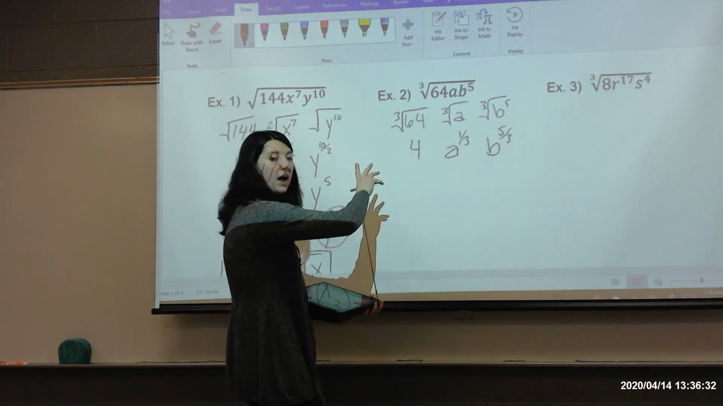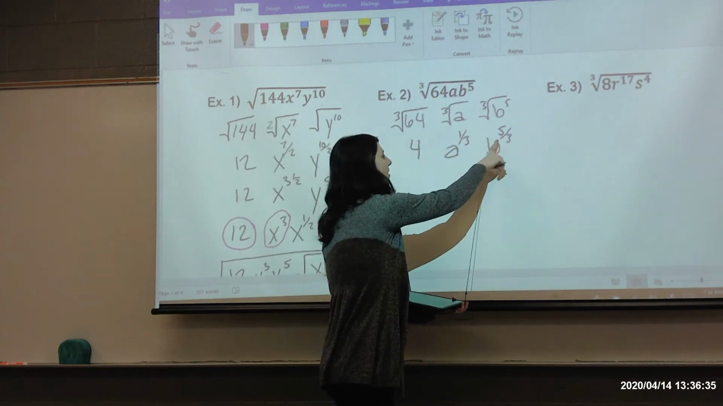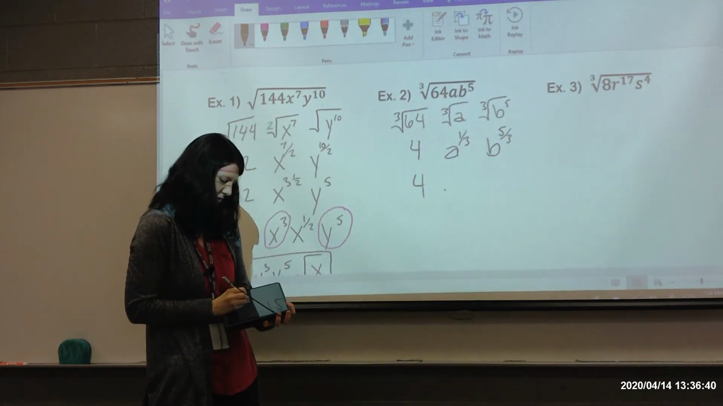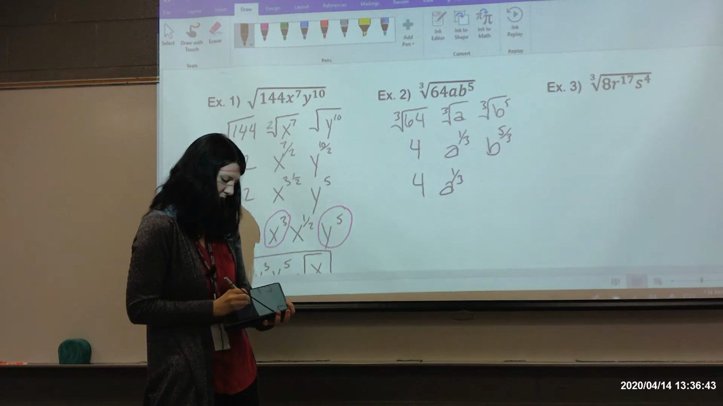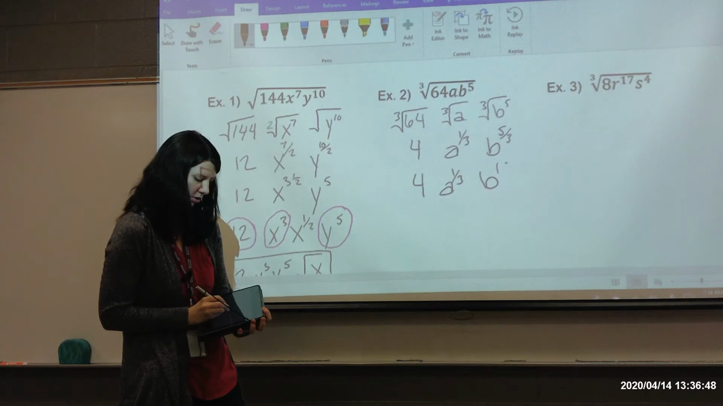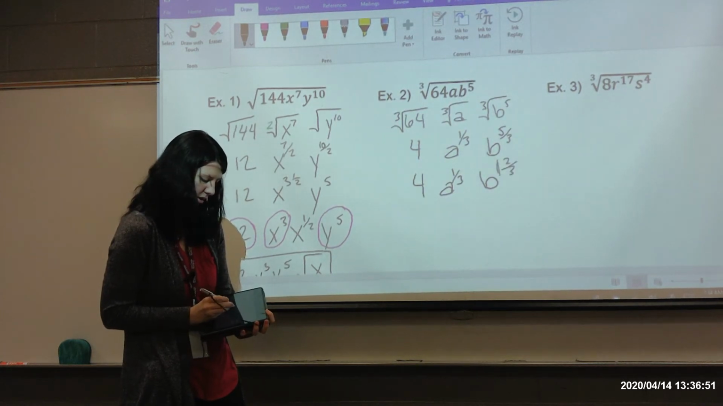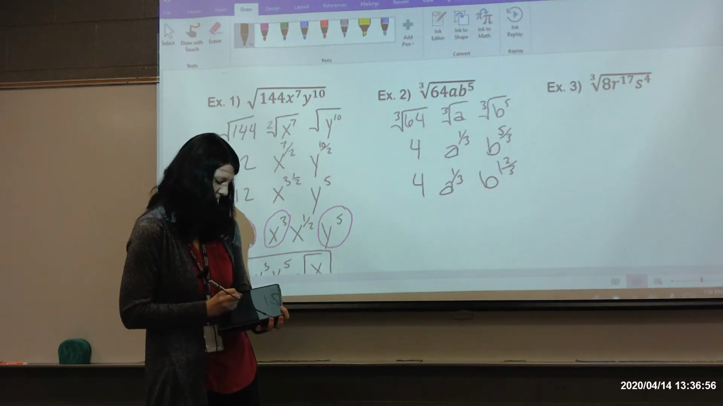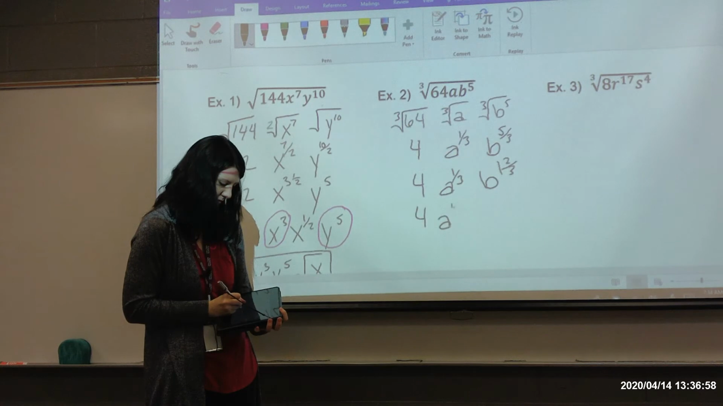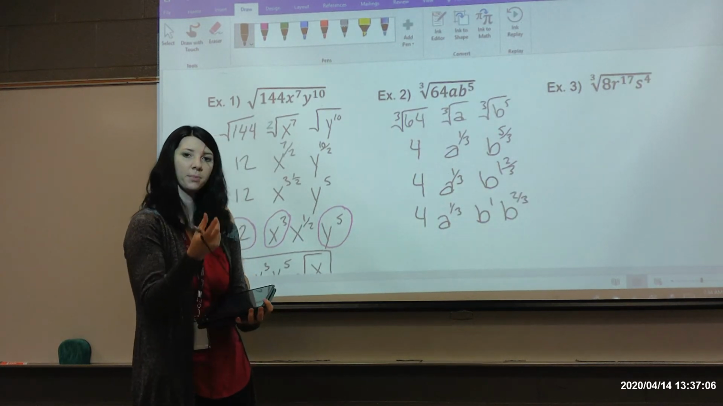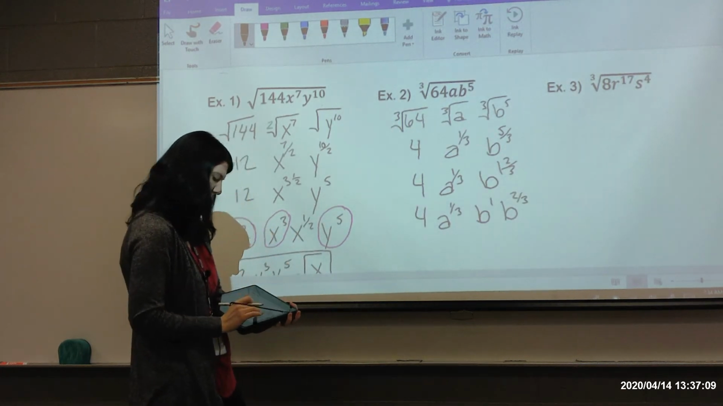Okay, I need to check, can any of these change to a mixed number? The 1/3 can't, but the 5/3 can. Okay, that would change to 1. 3 can go into 5 one time with 2 left over. So that's 1 2/3. Okay, I'm going to separate the whole number from the fraction. So that's going to be b to the 1 and b to the 2/3. So I just separated so I can see exactly what goes underneath the radical.